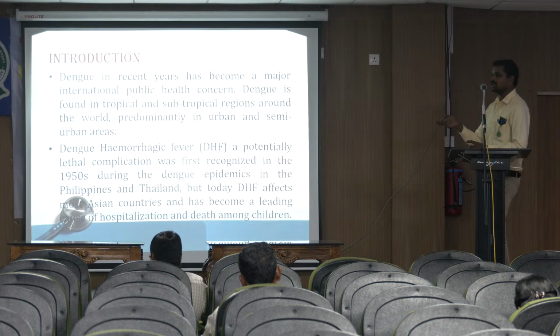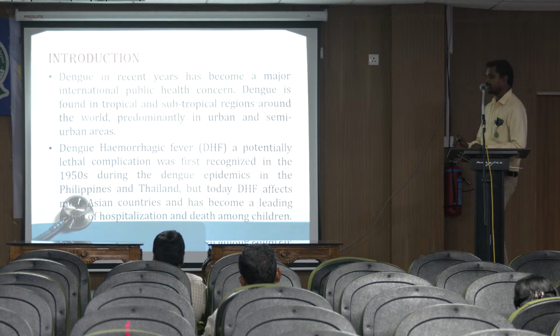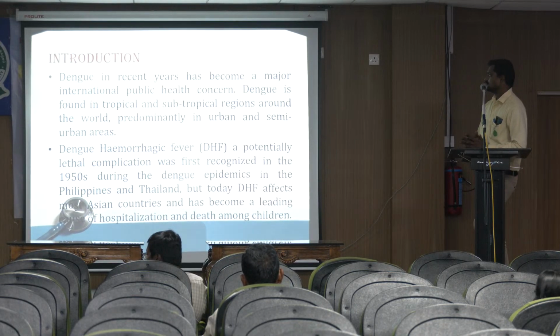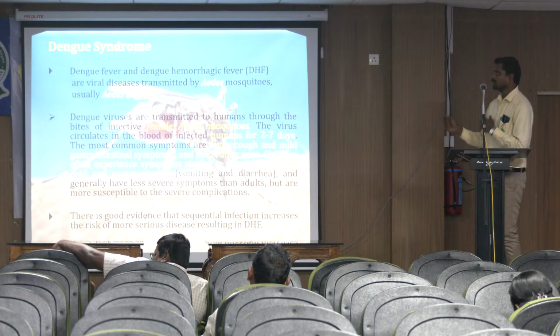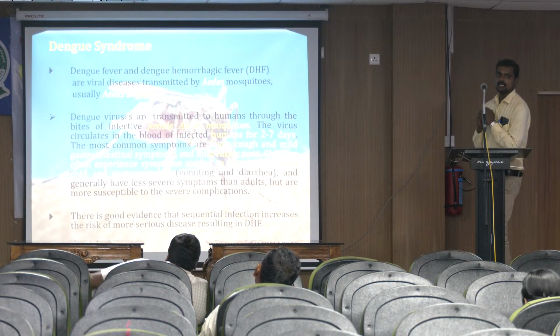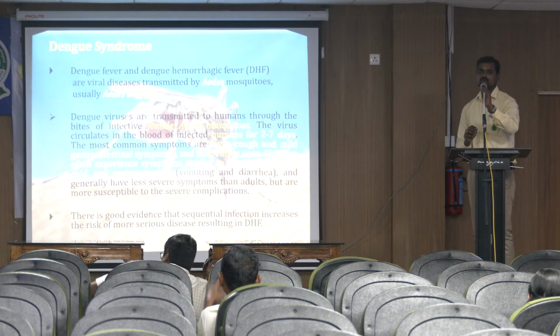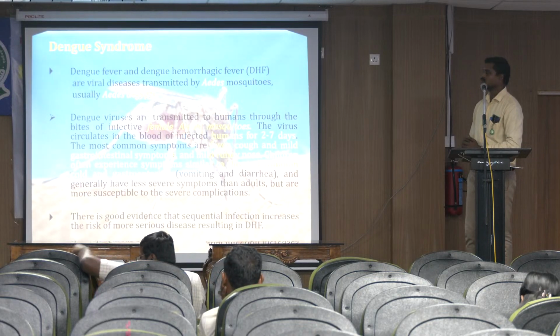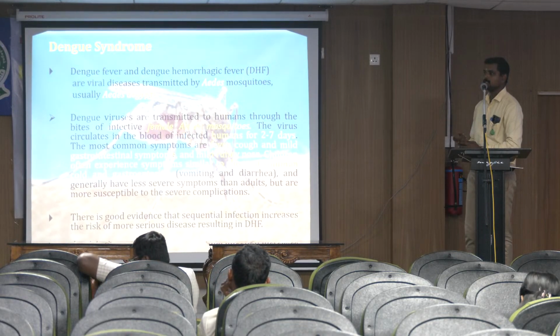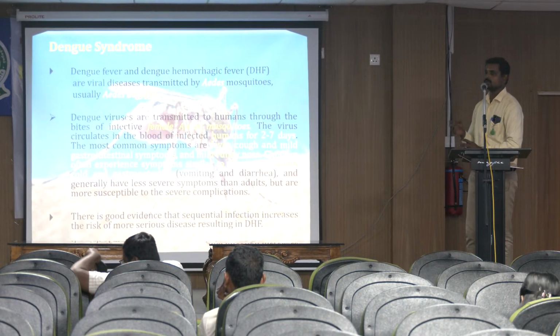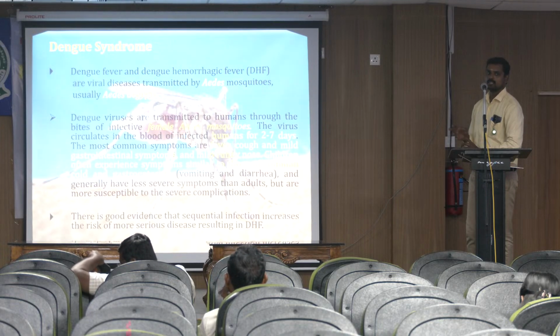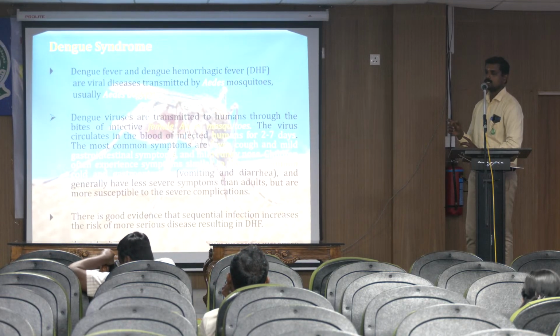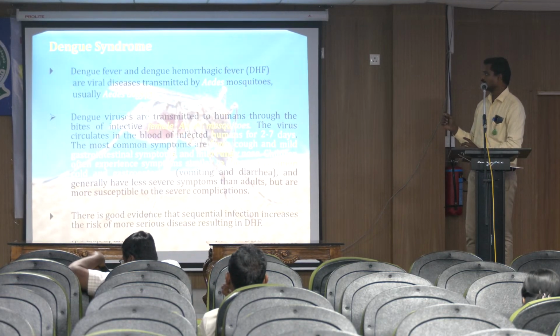Next slide. Dengue is transmitted by mosquitoes, which are one of the major agents of disease. The Aedes mosquito, Aedes aegypti, spreads dengue. Dengue, malaria and chikungunya are vector-borne diseases. Dengue is one of the major ones.